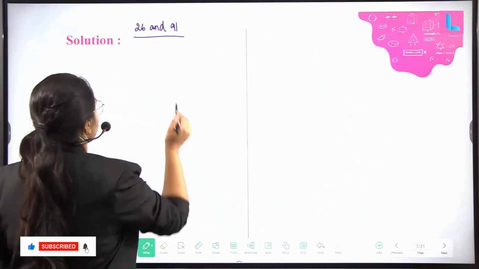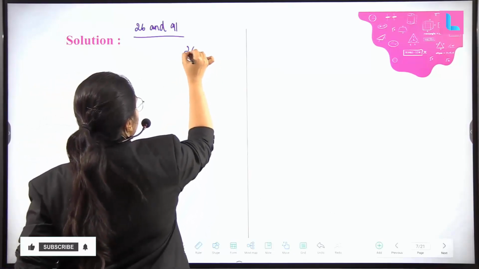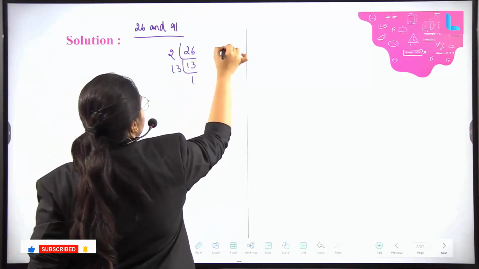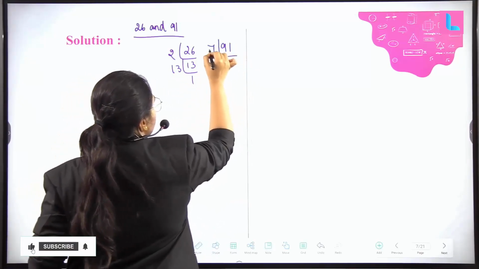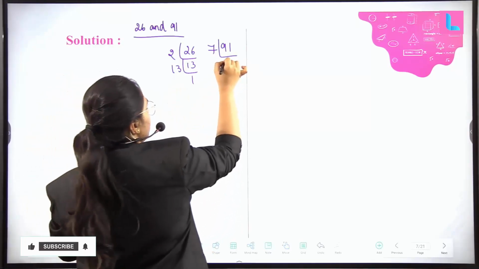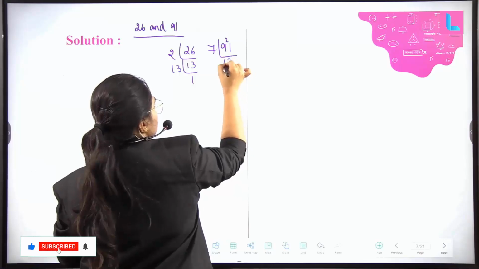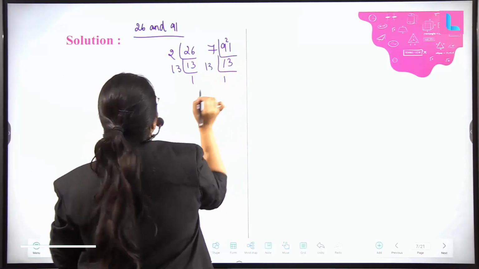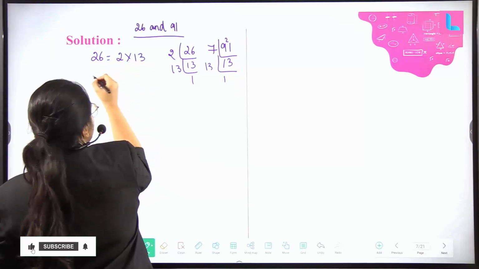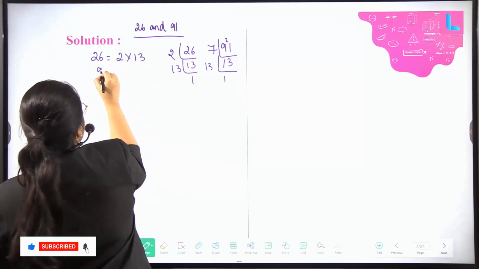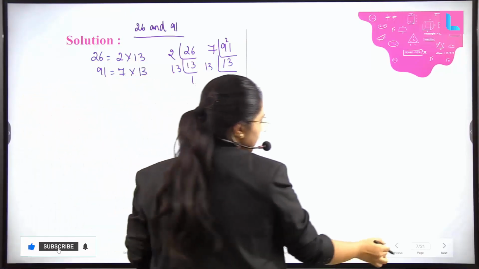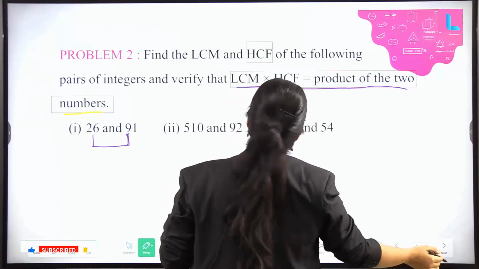To start with this question, 26 and 91. 26 is divisible by 2, 13 times, 13 one time. Next 91, 3 it is not divisible, since 9 plus 1 is 10, so hence it is not possible. 7 one time, 7 13 times, 13 one time. To write these factors, 26 is equal to 2 into 13 and 91 is equal to 7 into 13. We have to find both HCF and LCM in this question.